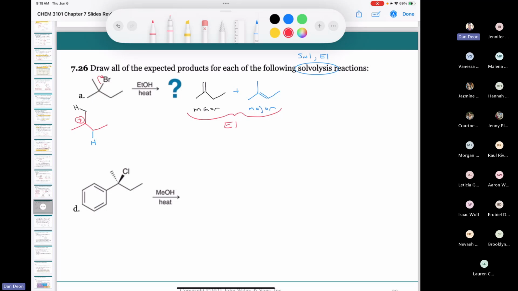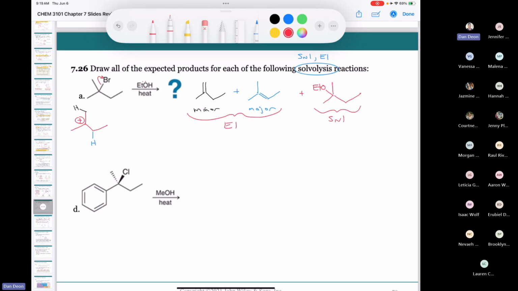And then for the SN1 product, what's going to happen is our nucleophile, our ethanol, is going to come in and attack the carbocation. Then we've got a proton transfer. And so to draw the substitution product, it's going to look like this, where we're going to have our ether like that. So there you go. This is going to be the SN1 product. So there you go. Problem solved. Done. All right, let's try the next one.